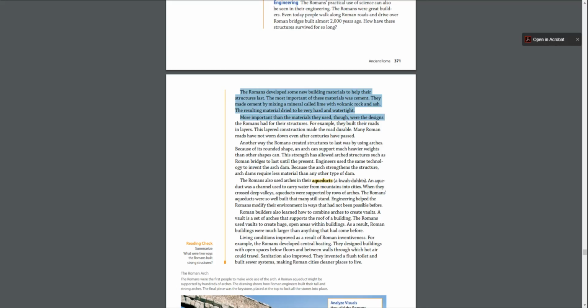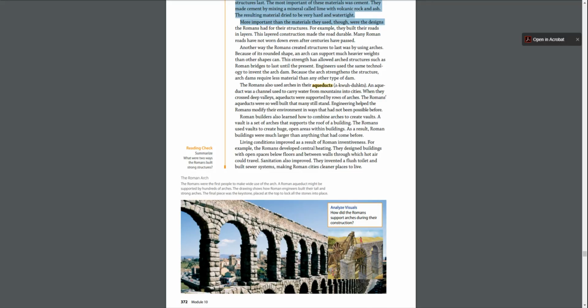The other big thing when it comes to buildings with the Romans is their use of vaults. By building with vaults, it allows them to make very large buildings that they wouldn't have been able to make if they weren't constructed in that particular way. So those are two things as far as their building materials that you need to know about for your quiz.